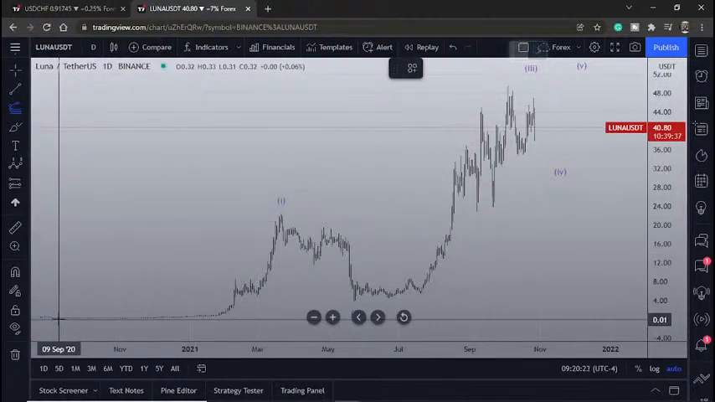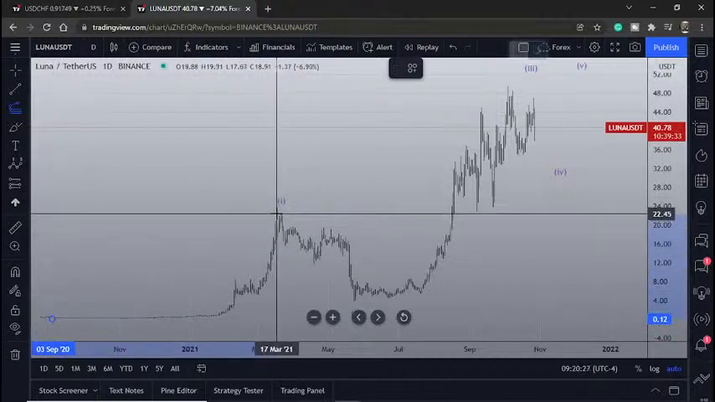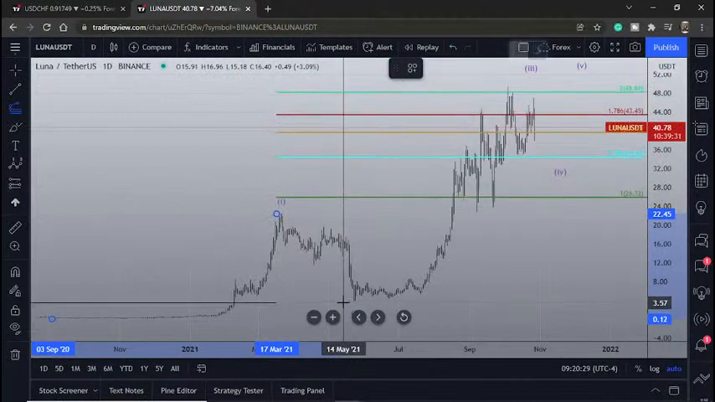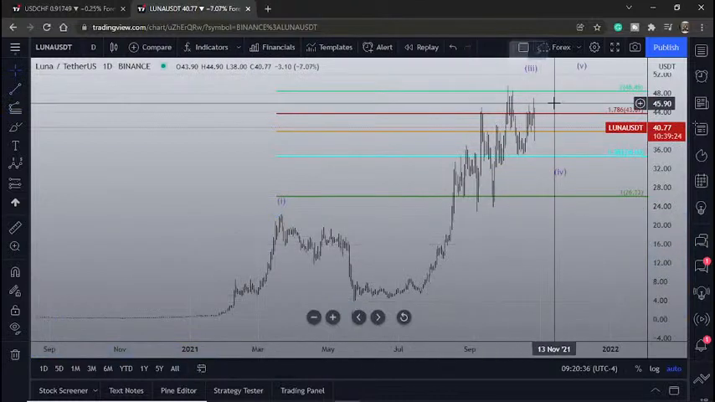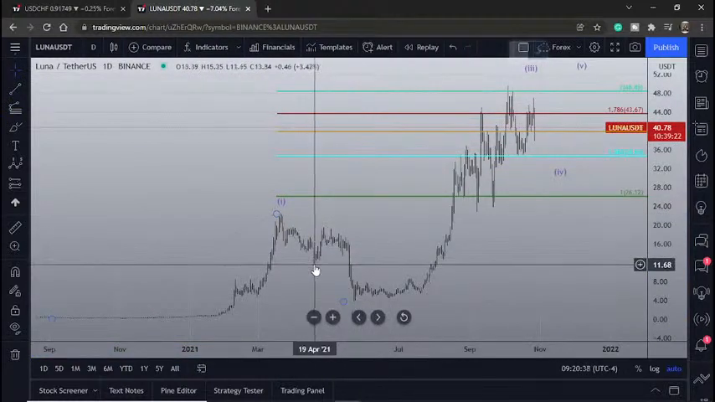Okay, I don't really have a starting point here. Let's just go to somewhere there. I'm doing this very roughly, guys. Yeah, we had a 200% extension of that first move, right there. That could be a third wave.